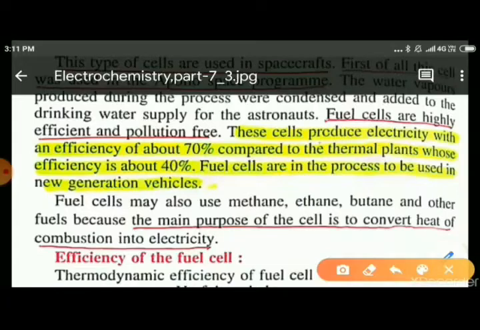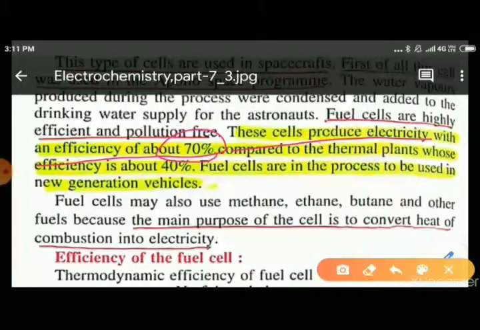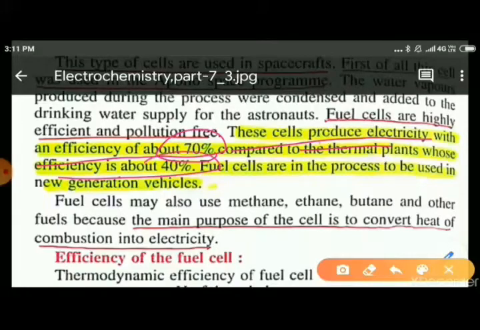In this cell, the product water formed is in vapor form, which after condensation is used as drinking water by the astronauts. These cells produce electricity with an efficiency of about 70% compared to the thermal plant, whose efficiency is about 40%. So electricity produced in a thermal plant is 40% efficient, but in a fuel cell it is 70% efficient, which means it is better than the electricity produced in a thermal power plant.